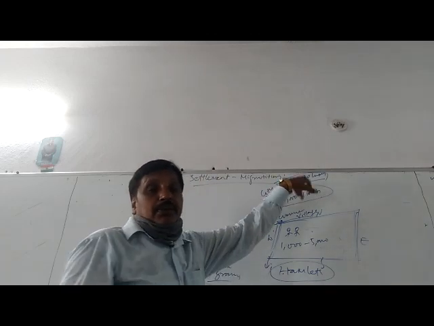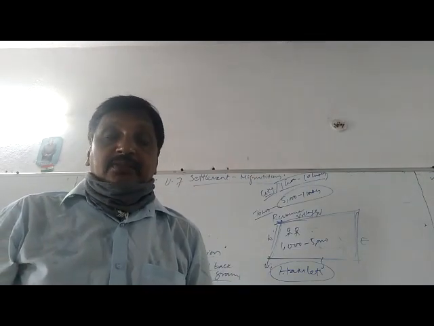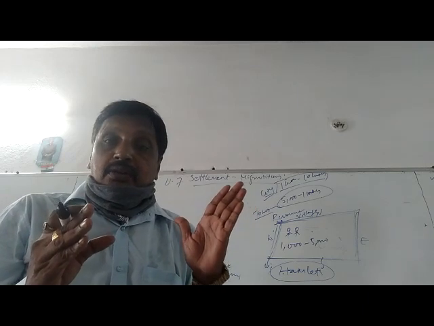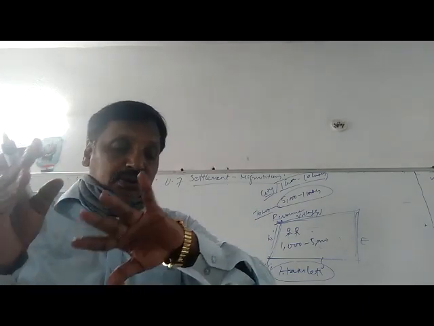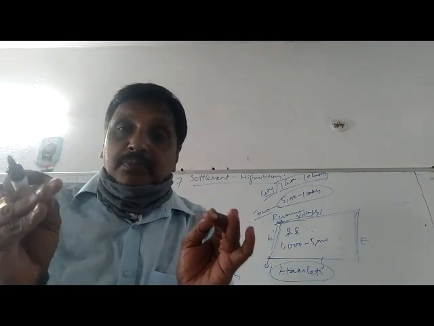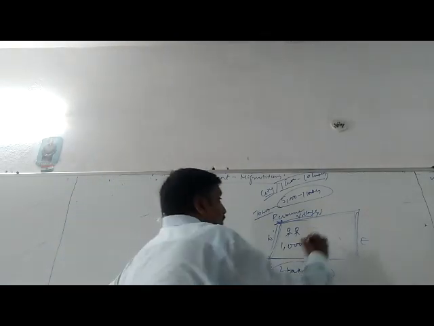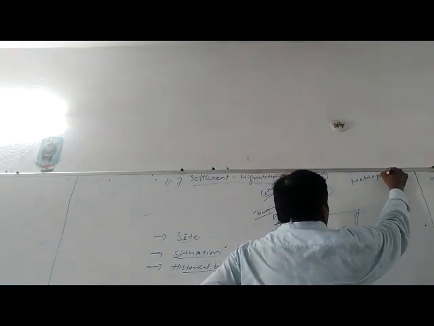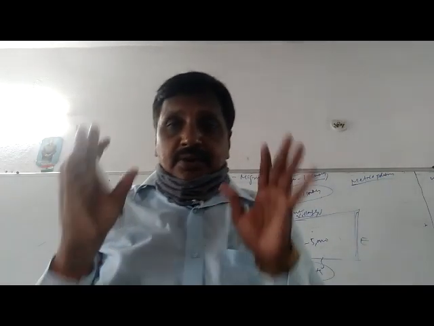Got it? And there will be next level cities now, metropolitan cities. What are metropolitan cities? 1 million to 10 million, that is 10 lakhs to 1 crore. Whatever the urban areas are there, they are called metropolitan cities. Got it? So it is called metropolitan city.